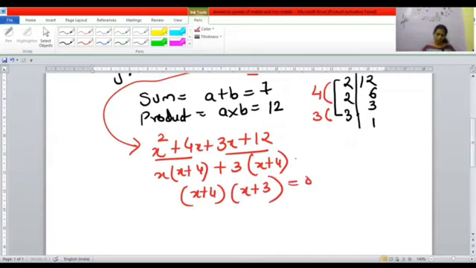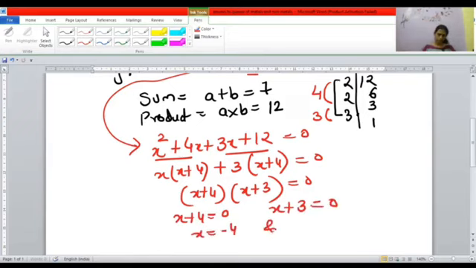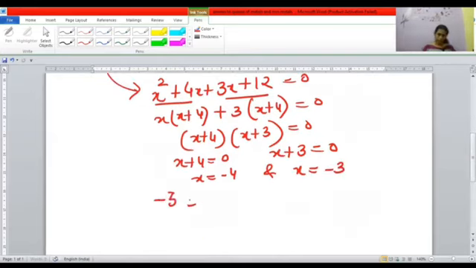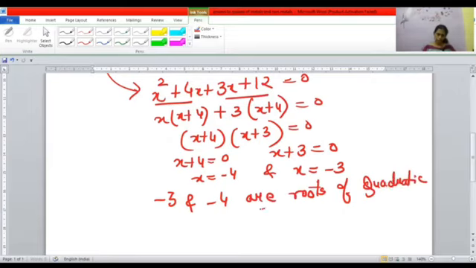Equate both to 0, then you get the value of your x, right? So x plus 4 is equal to 0, x plus 3 is equal to 0. So x is equal to minus 4 and x is equal to minus 3. So you can write minus 3 and minus 4 are the roots of the quadratic equation. Right, students? So it is very easy. By this factorization method, just split the middle term, look for the sum and the product, and you get your answer. Correct? So one more sum we'll try to solve, then it will be better understood.